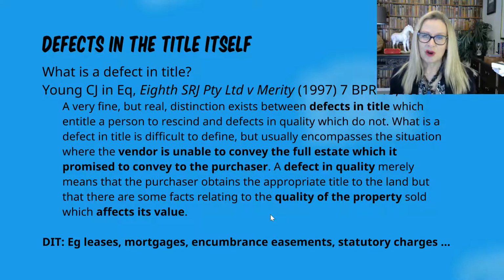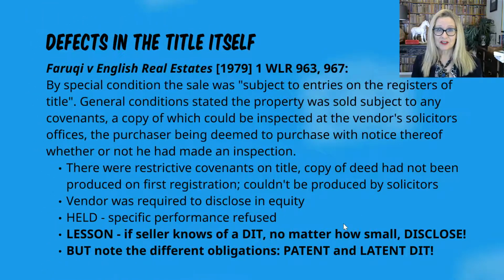Defect in title, the buyer's really not getting what they bargained for. Defect in quality of title, well, they're getting what they bargained for, but it's just not as bright and shiny and value laden as they thought it was. Examples of defects in title down the bottom there. So things that attach to the title: leases, mortgages, encumbrances, easements, statutory charges. These things will qualify as defects in the title itself. Generally, with defects in title, the seller will be obligated to disclose pretty much everything, no matter how small.